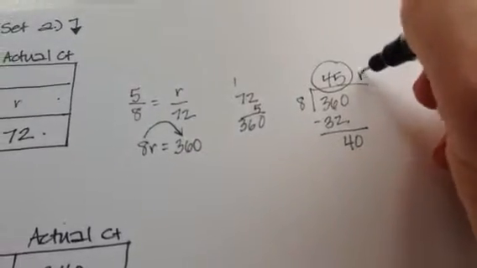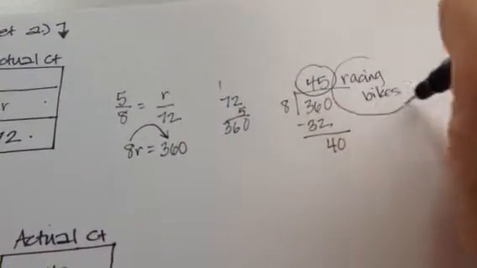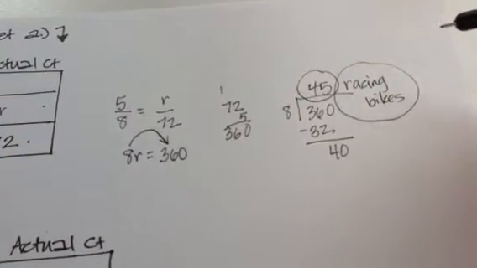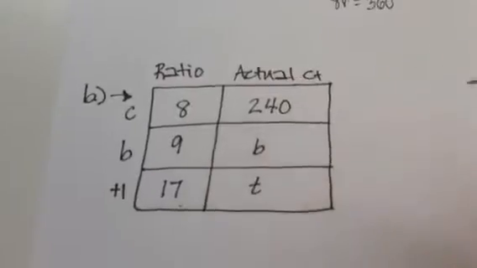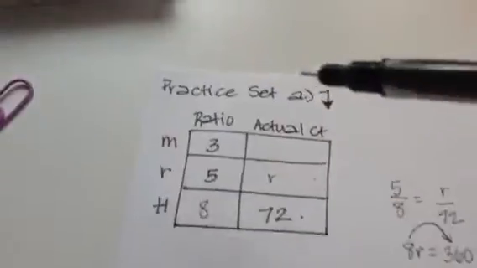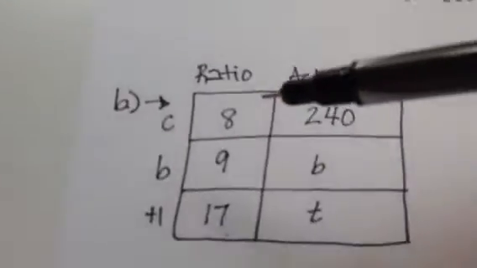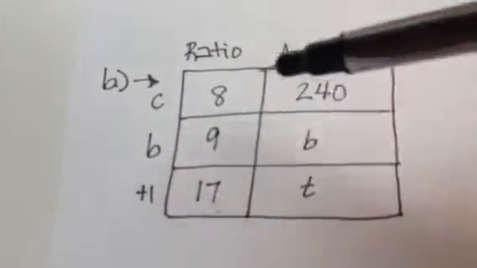45, what? Racing bikes. Okay, so 45 racing bikes. Now, we have a recycling club at a school. This is practice set B, by the way. This was practice set A. So practice set B, we have a recycling club. They recycle cans and bottles.